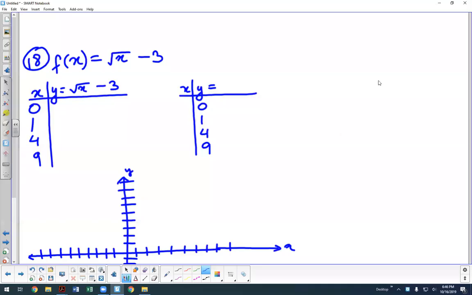Okay, so what are our ordered pairs for the original table? 0, -3; 1, -2; 4, -1; 9, 0. So of course those values will now become the x here. What's the equation for our inverse function? x squared plus 3.